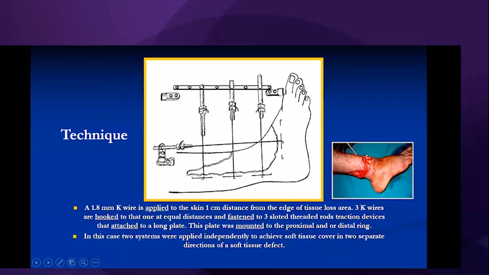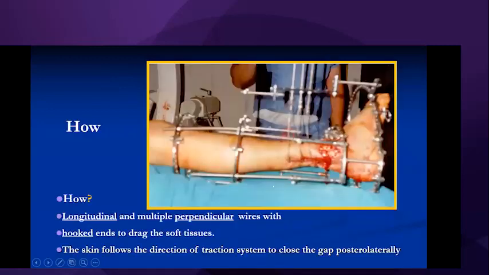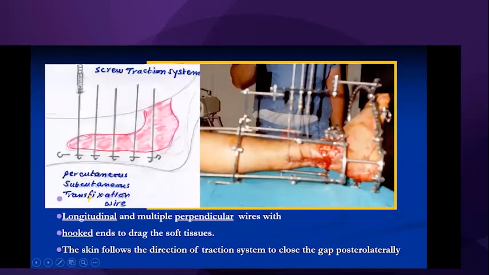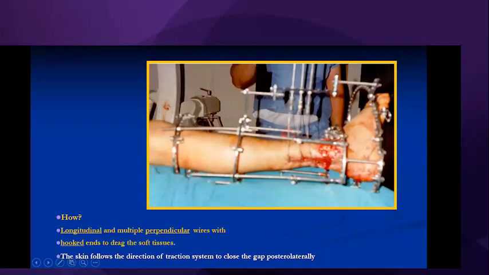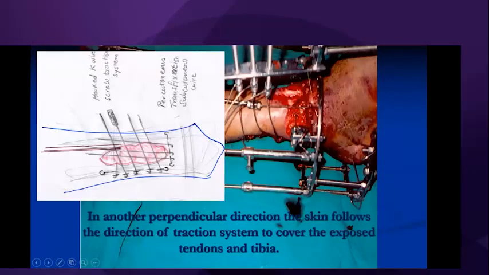Here we can explain that the technique is to do a wire underneath this, then three hooked wires, each one attached to a slotted threaded rod. This threaded rod is attached to a plate. This plate is mounted to the foot and tibia plate. It looks well here. How it works: the skin flap follows this traction to cover this area, which is clear here in the diagram. Another skin flap is applied in the other direction to cover these tendons and the bone in this area.